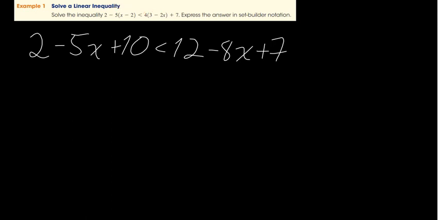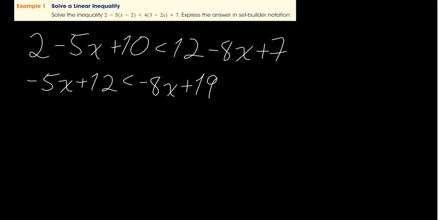Let's combine like terms on both sides. The left side becomes a negative 5x plus 12 is less than, and on the right side we're going to have a negative 8x plus 19. Then let's add 8x to both sides. We add 8x over here, and they cancel. We add 8x over there, so we have a 3x on the left side.